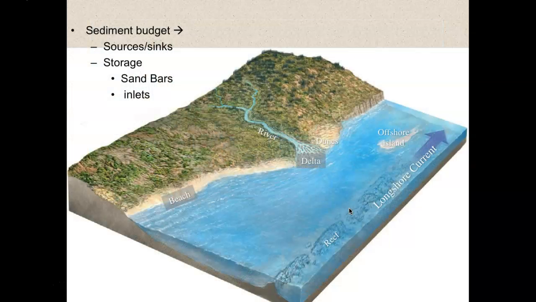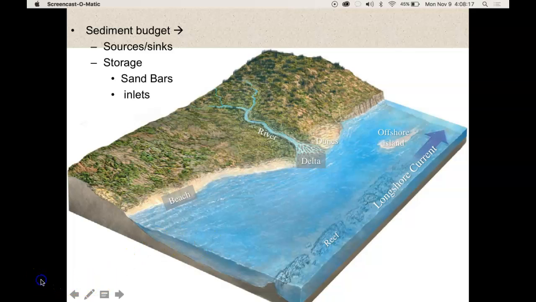I mentioned the sediment budget. Sand moving along our shorelines, all right, that sediment budget. We're moving sand along the beaches. Rivers are bringing in sediment, dropping it down at the deltas. The beach is reworking that sediment. There's something moving the sand called the longshore current.